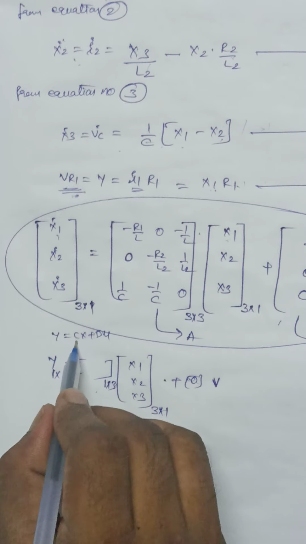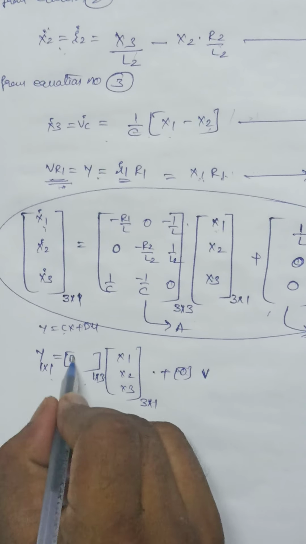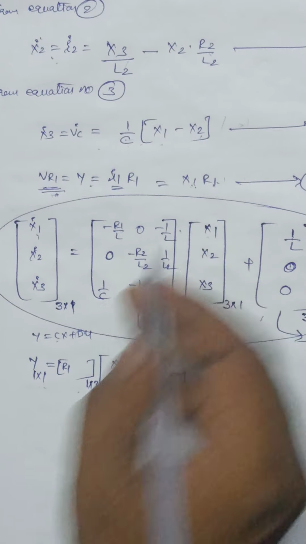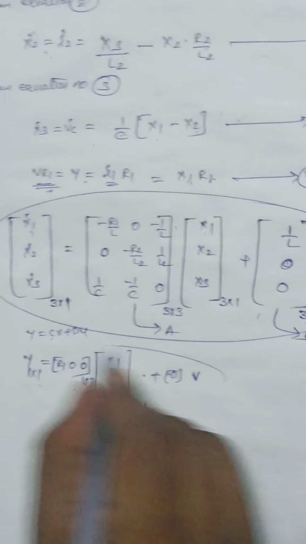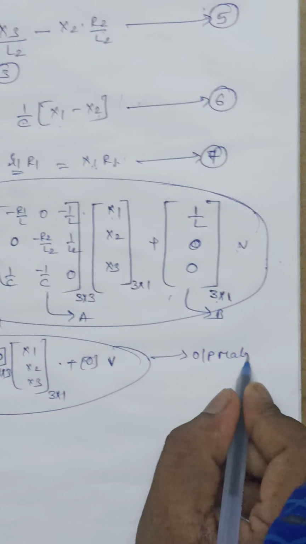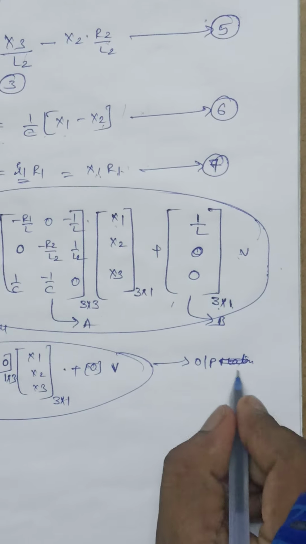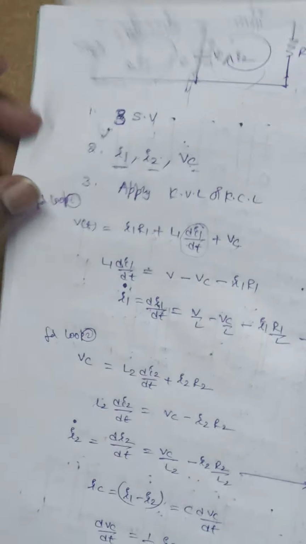That is the C matrix. y is equal to x1 into R1. The x1 coefficient is R1. There is no x2 coefficient, so it is 0. There is no x3 coefficient, so that is 0. So this is the output equation, and it is the state equation. This is how we can find the state space representation for physical variables.